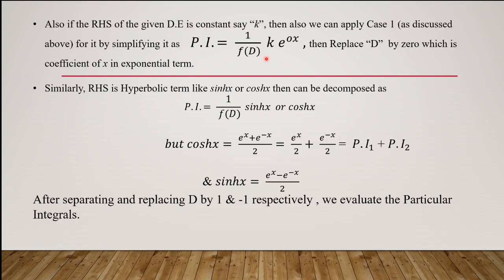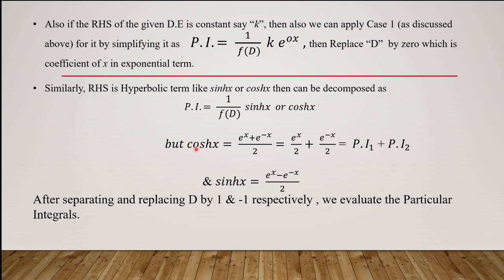The second sub case is if you come across hyperbolic terms. What are hyperbolic terms? Hyperbolic terms are termed as sin hx or cos hx. Now h is not a constant. Just as sin x is a function, here the function is sin hx. Likewise, whatever trigonometric term is cos x, here it is cos hx. So that can be decomposed as 1 upon f of d operated on sin hx or cos hx. h is not a constant. It is an integral part of the notation of the function.